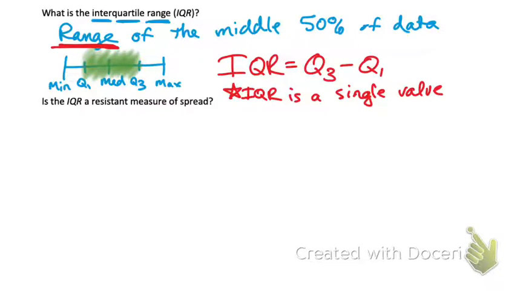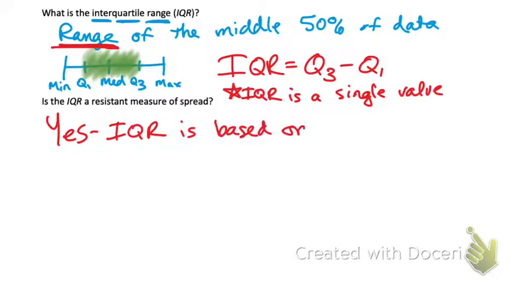Is it resistant? Yes. Why do you think that? Because it's based on the median. IQR is based on median, and what do we know about median's resistance? It's resistant. So if I base something on a resistant median, it is also resistant. So, yes. IQR is based on a resistant median.